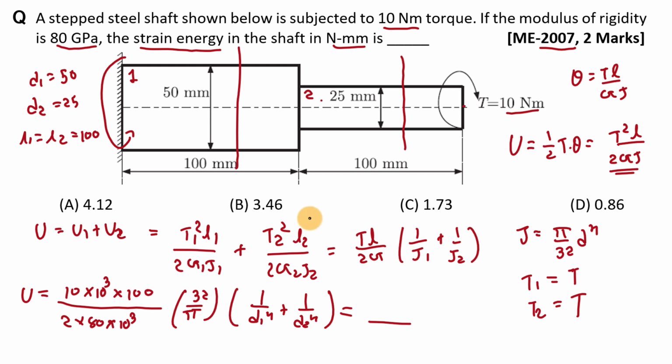And here if you will calculate this value, then you will get answer 1.73 and this answer will be in Newton into mm. And here this answer is also asked in Newton into mm. So here we have to choose option C. So this simple question is for 2 marks and I hope that you understand this question. Fine.